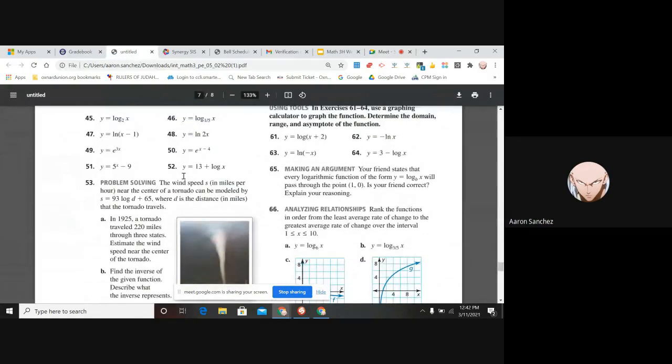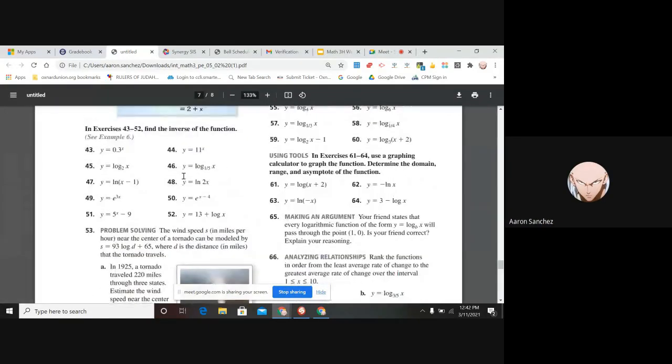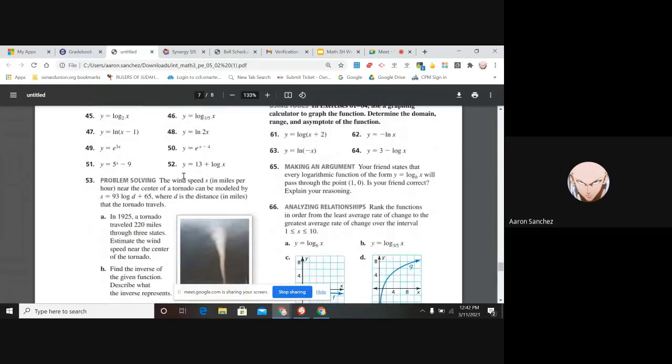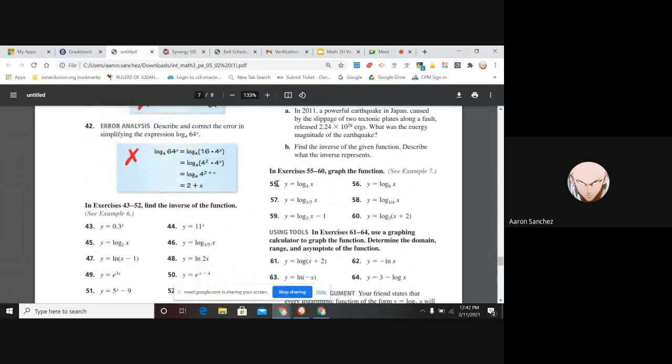51 is the same thing. Figure out 51 for yourself. Do 51 on your own. So 55 is the last one that we're going to do. Graph the function. Okay, you need graph paper for this. This is why I'm presenting here, because we need graph paper for this one thing.